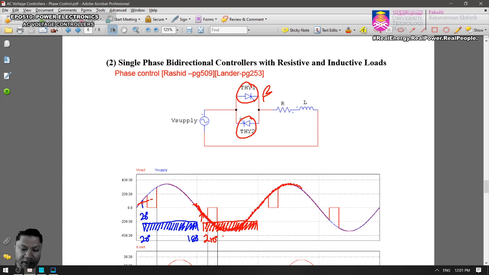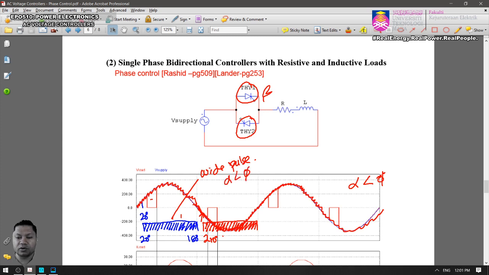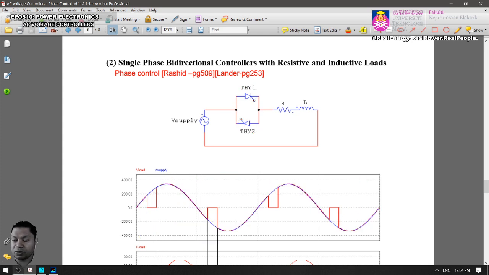So in this case, if you provide that long pulse, your output voltage will actually be a sinusoidal voltage. It will actually follow the supply voltage if alpha is below the phi angle, the load angle. So you need to provide a long duration, a wide pulse. Therefore, if alpha is below the load angle, we still have an AC waveform, but you cannot control the output because it follows the supply voltage all the time.